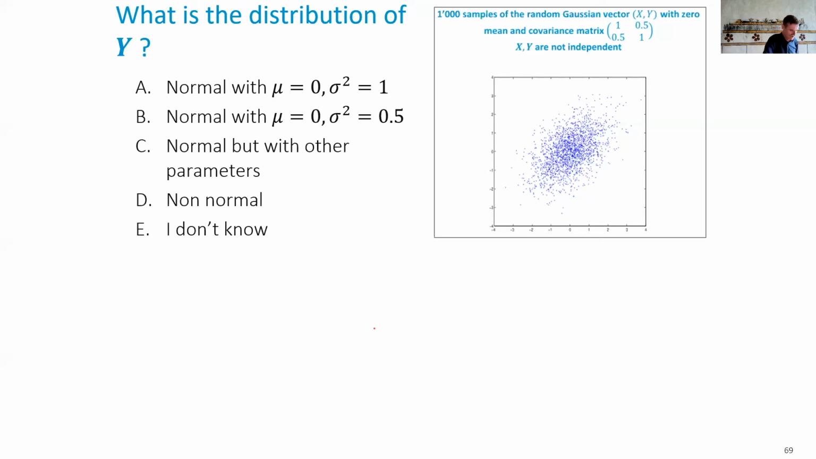I close the poll in a second. And the answer is A, normal with mean 0 and variance 1.